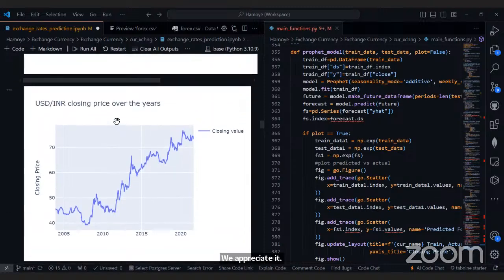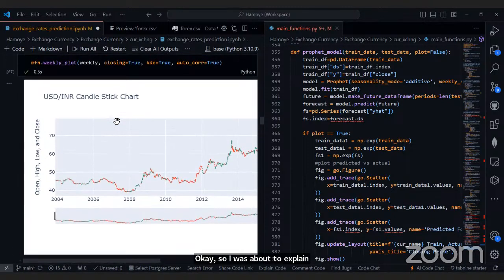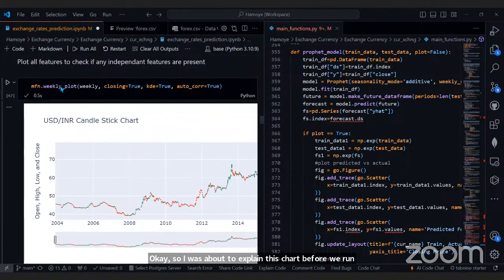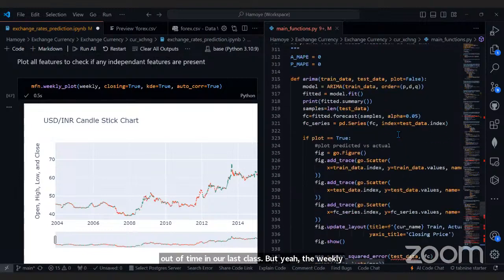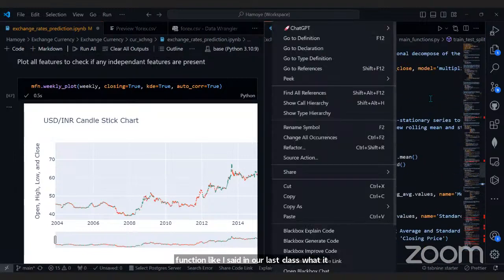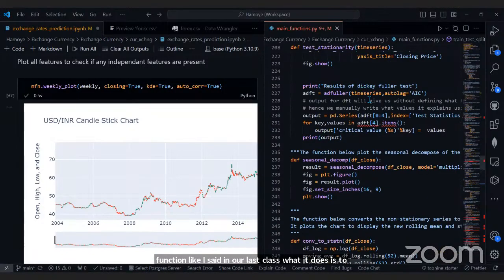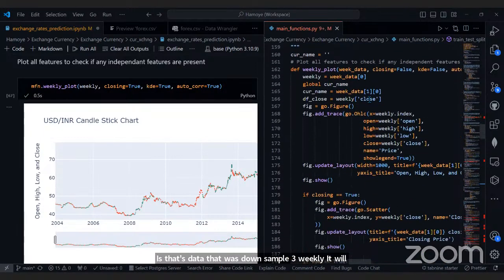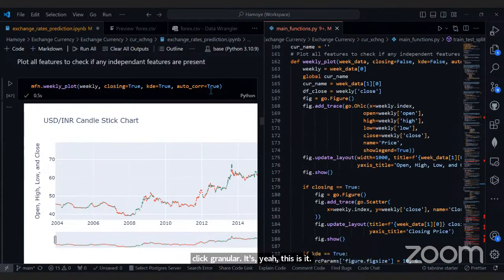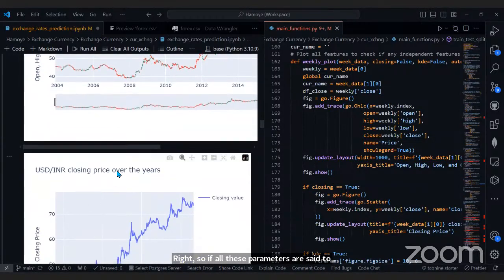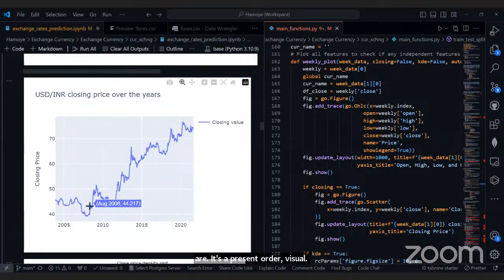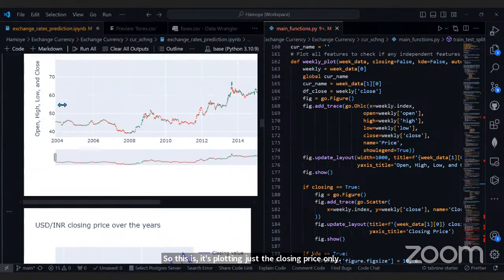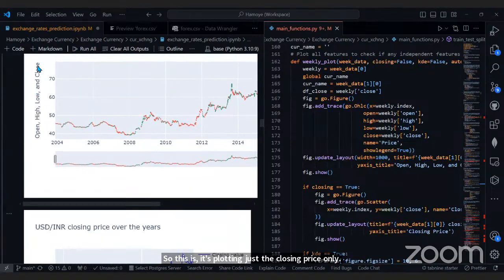So I was about to explain this chart before we ran out of time in our last class. But the weekly function, like I said in our last class, is to plot that data that was downsampled to a weekly granularity. So if all these parameters are set to true, which they are, it will present other visuals. This is plotting just the closing price only. Here it involves the open, the high, the low, and the close.